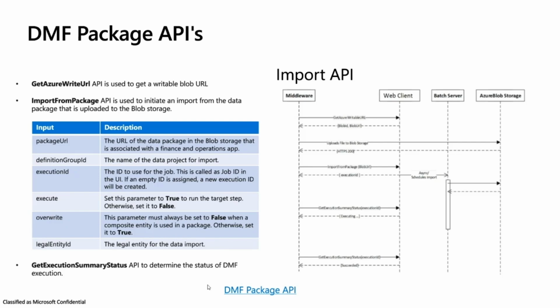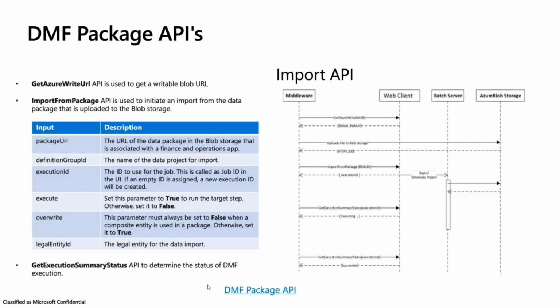It starts with calling the get Azure write URL API, which will in turn give you a blob ID and the URL where you need to upload your file. So you can use the HTTP connector to upload your package to that URL. Then you can use the import from package API to send the data to Dynamics.